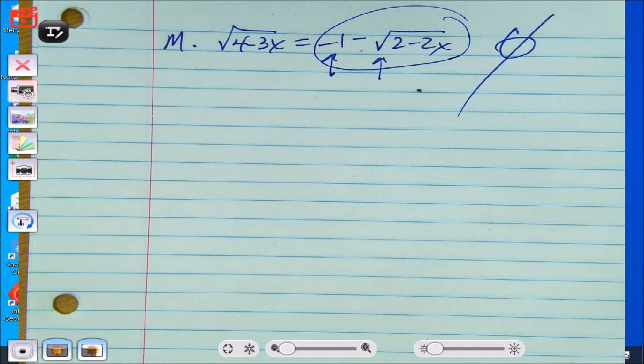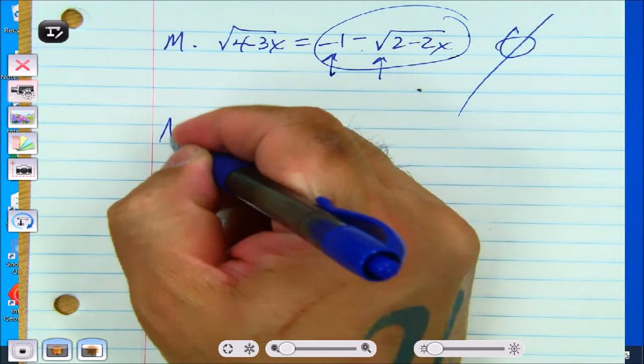Alright. Ready for the last example. Example N.